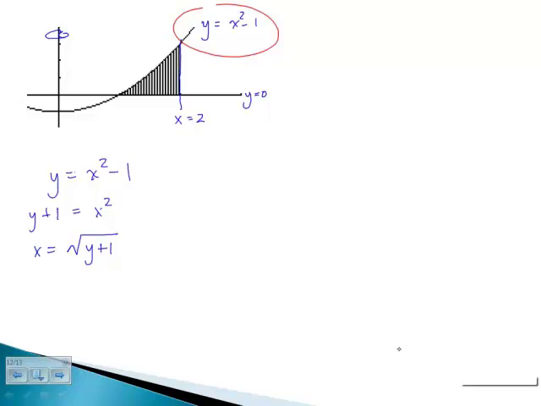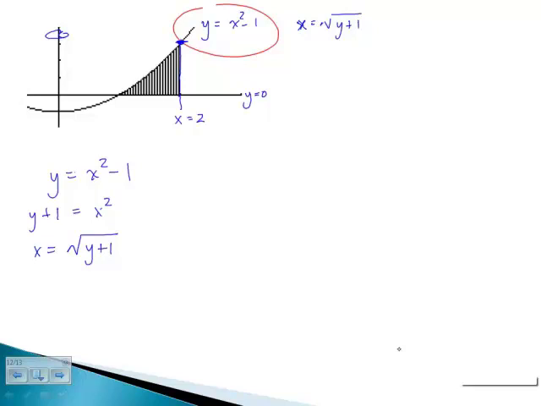So we'll go back to the equation here of y equals x squared minus 1 and write the equivalent function of y: x equals the square root of y plus 1. So that's the first thing we needed to do. The second thing we need to do is to find our bounds of integration. We know the lower bound of integration, it's y equals 0. But now we have to find the upper bound.